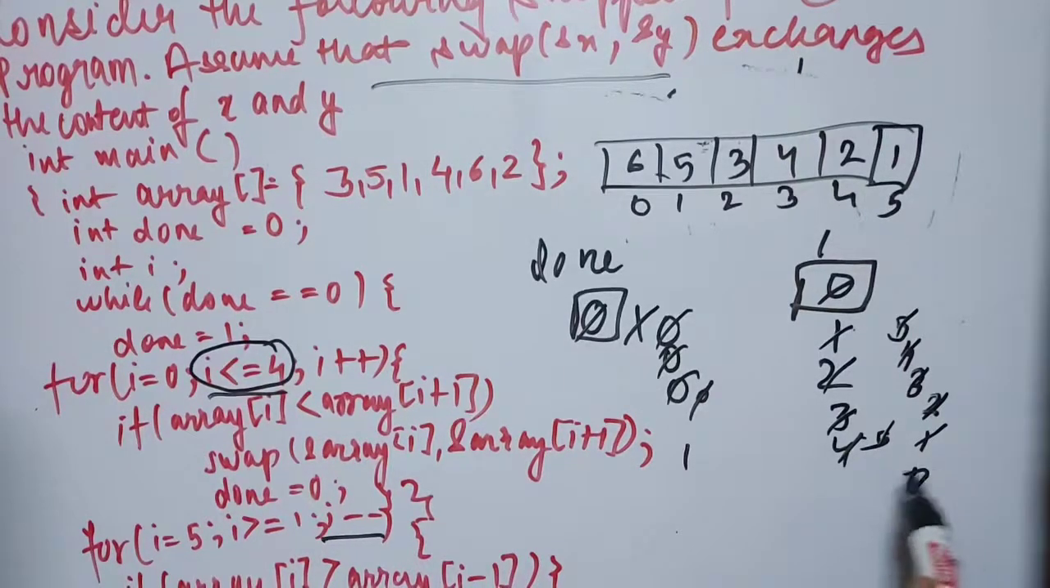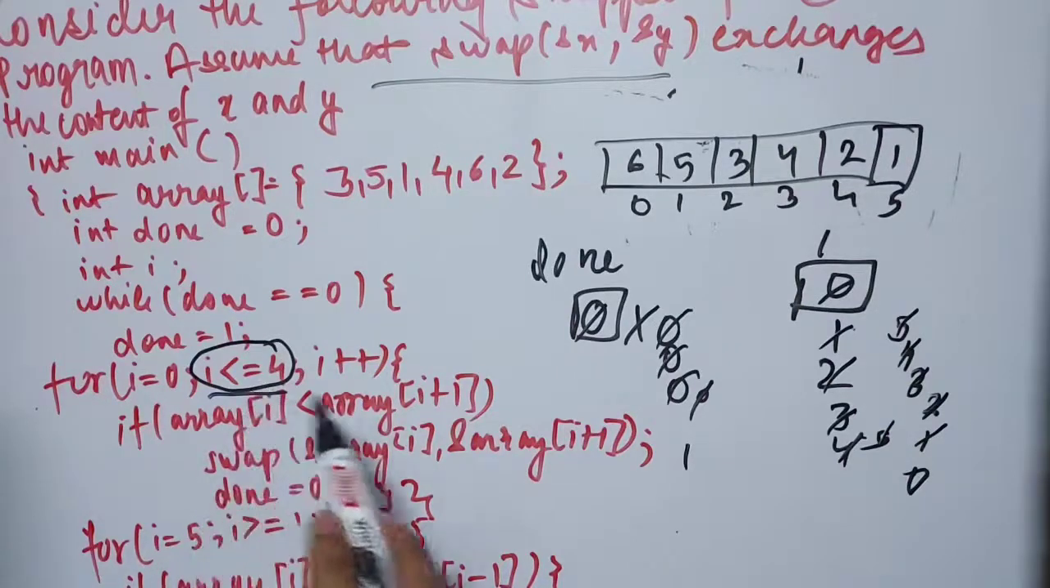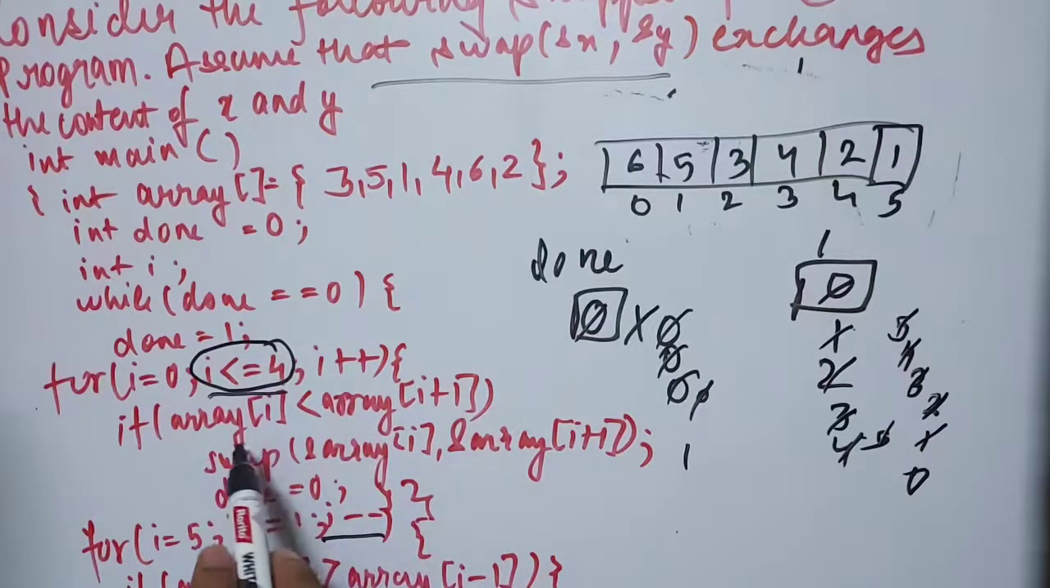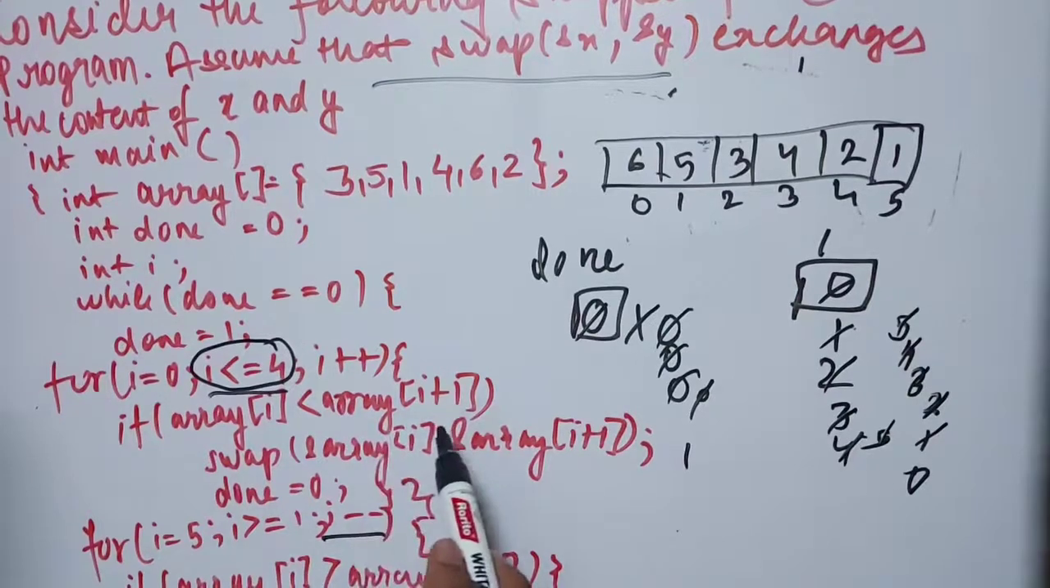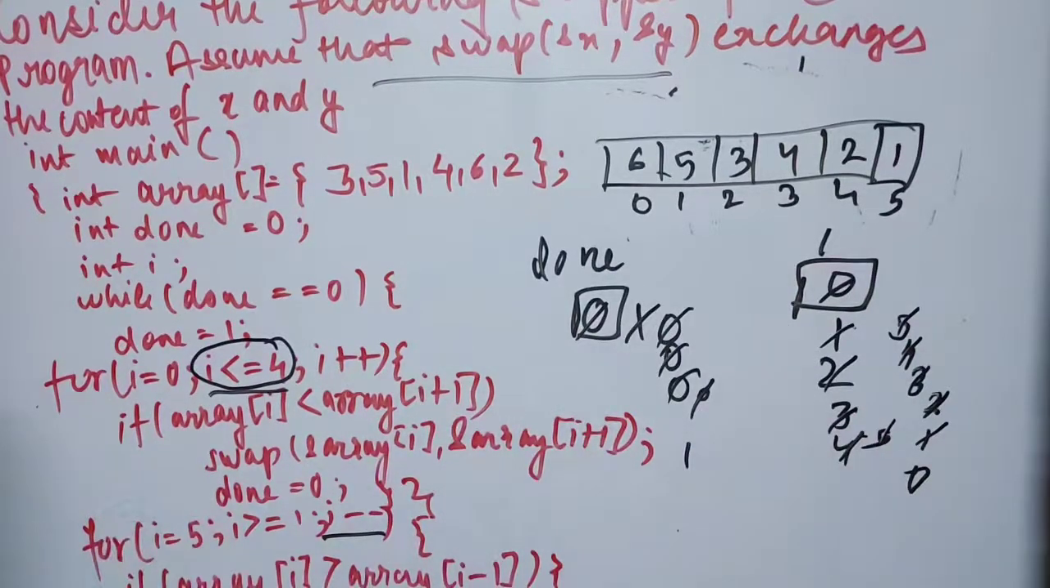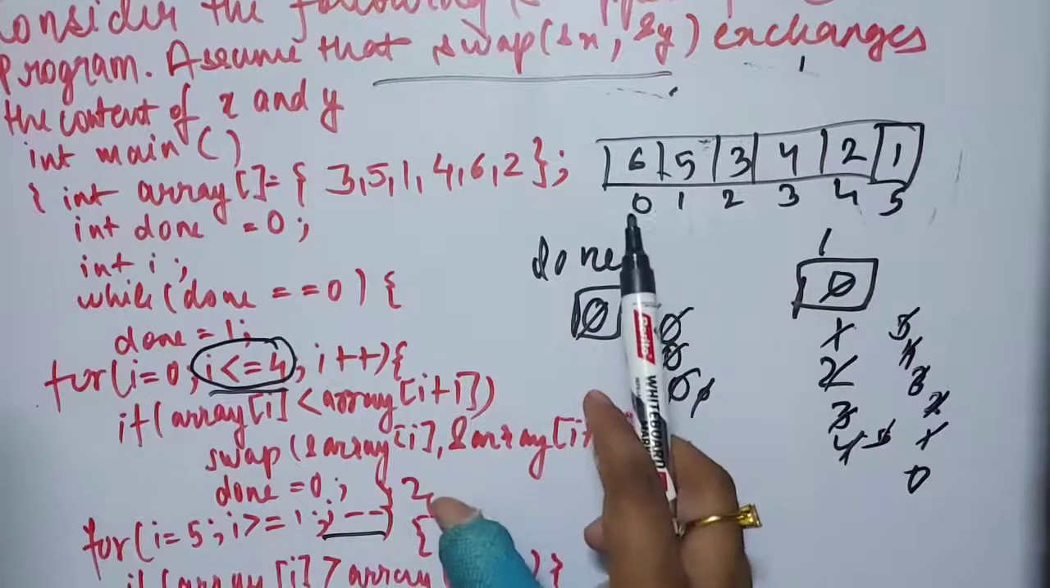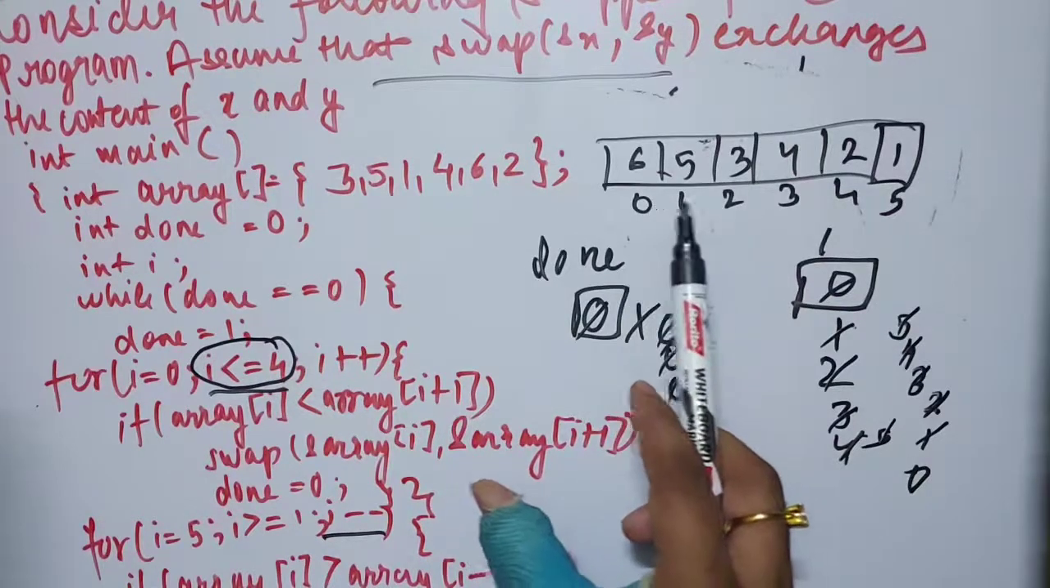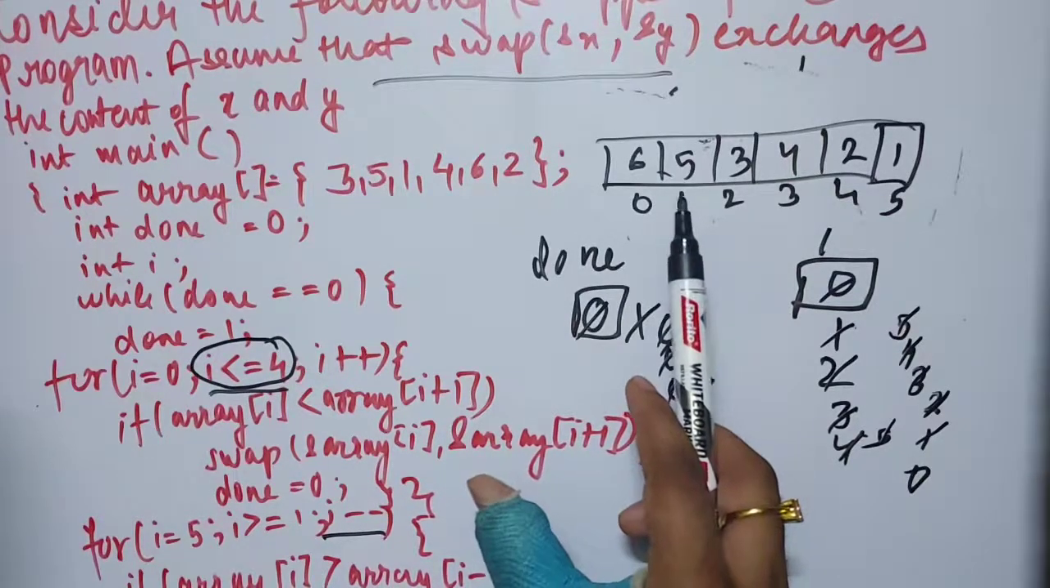The value is 0 here, and for i equals 0, 0 is less than or equal to 4. The condition here is true. Now we will check if array of 0 is less than array of 1. So we will see here array of 0 is 6. Is it less than 5? No. The condition here is false.